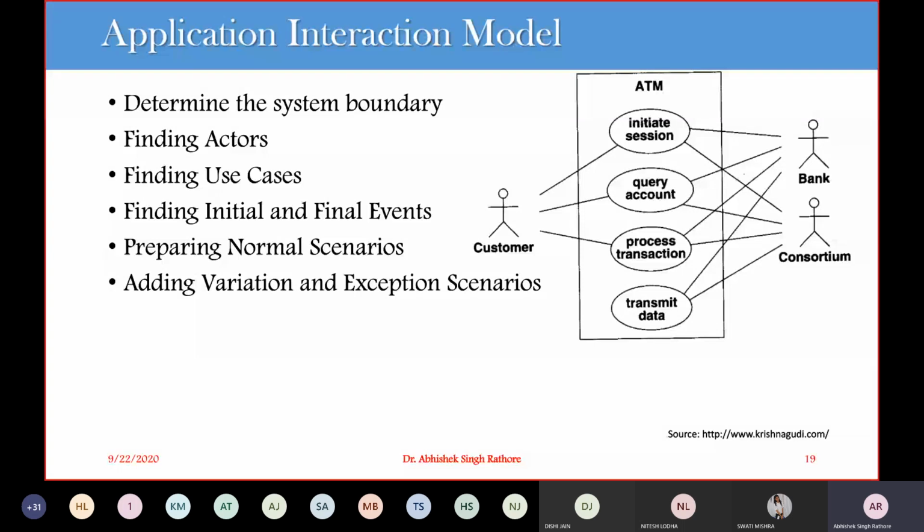After identifying the initial and final events, what we can do is prepare a normal scenario. For each use case, we have to prepare one or more typical dialogues to get a feel for the expected system behavior. So we are creating some normal scenarios. These are the expected behavior, that is, the basic flow or the normal flow of our system.